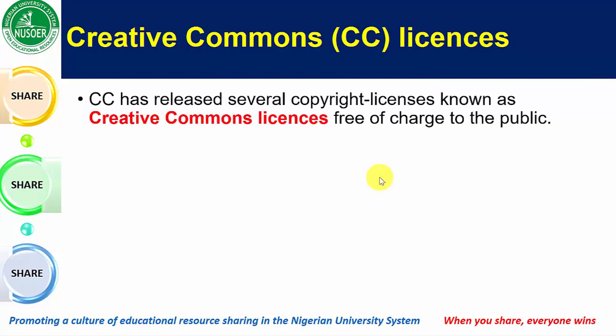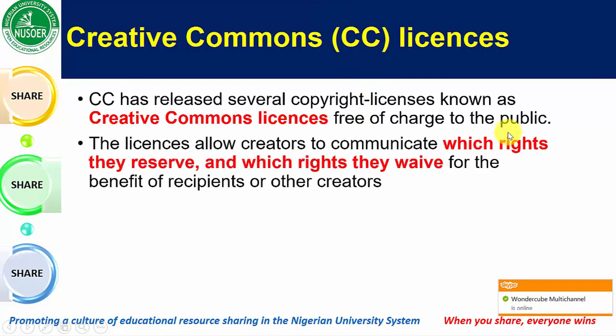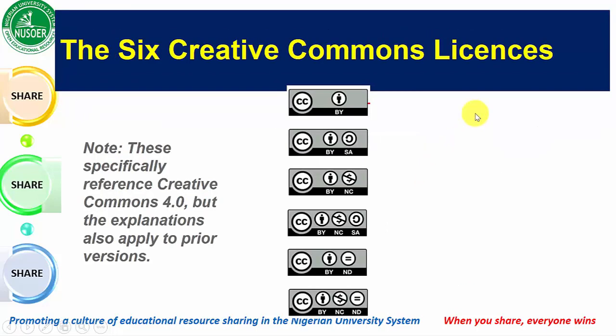So what are these licenses? They are copyright licenses, free of charge. They are known as Creative Commons licenses. You can see this CC. We're going to be talking about CC all through now. CC, Creative Commons, free of charge to the public. It allows you, the creator, to decide which rights you want to reserve for yourself and which rights you want to waive. There are 6 of them, as I said. You can see 1, 2, 3, 4, 5, 6. We are going to decode all of this in the next 3 minutes.